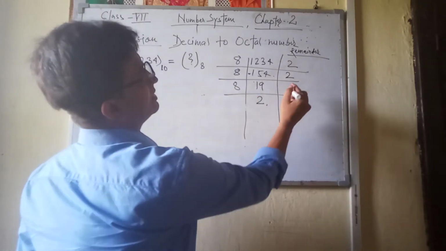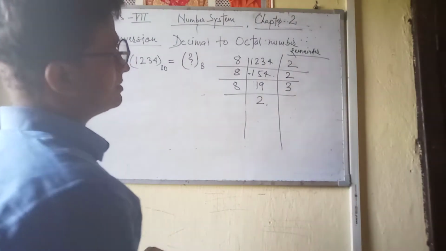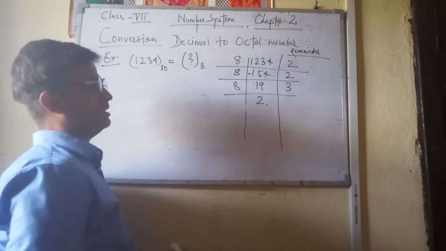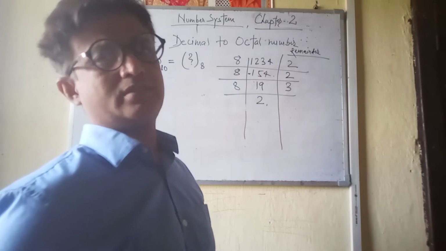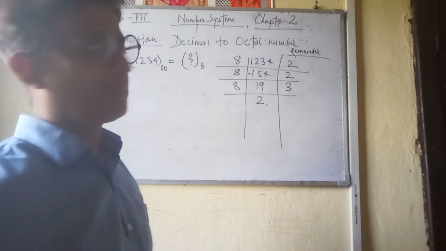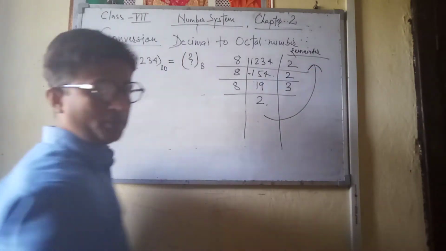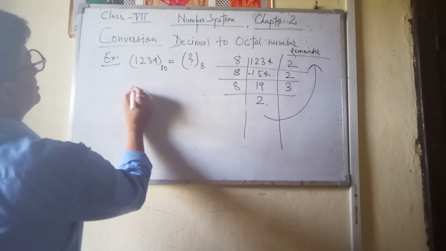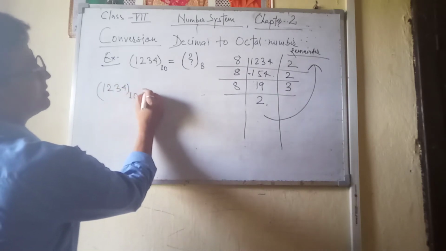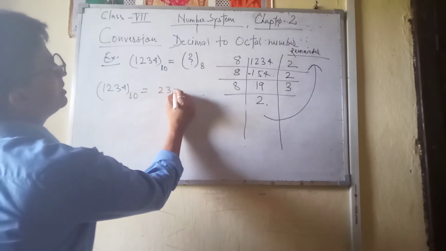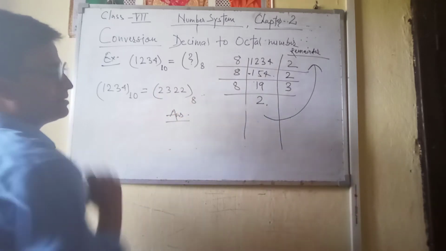8 2 ja 16. What remainder do we get? 3. Okay. So now here 1 and 2 will not come. It will come whatever is smaller than 8, means 0 to 7, it can come anything. Now how to write it? Again bottom to top. So here your answer will be 1234 base 10 is equal to 2322 with the base 8.